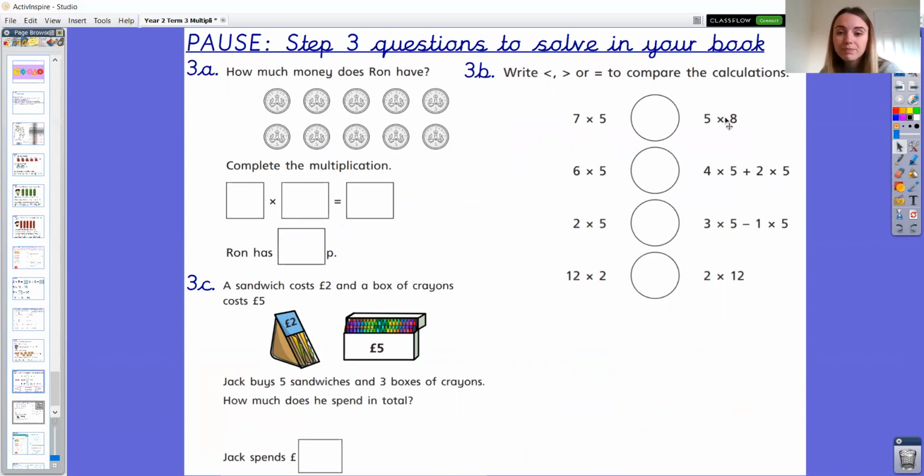And then on 3C, it says a sandwich costs £2 and a box of crayons costs £5. Jack has 5 sandwiches and 3 boxes of crayons. How much does he spend in total? Okay, so you need to solve that first before writing your answer in a full sentence. Jack spends pounds. It'd be really important that we make sure we have the pound symbol to show the measure that it is pounds.